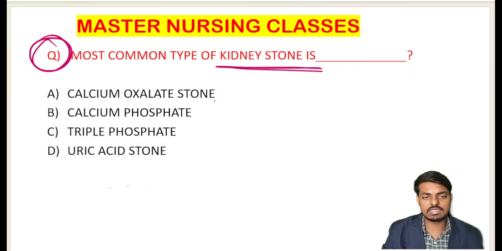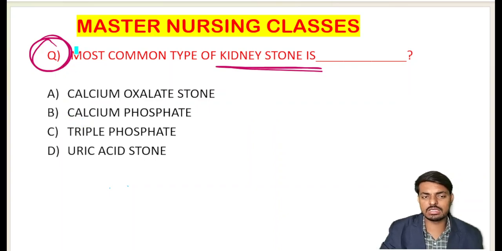Option A is the calcium oxalate stone. Option B is the calcium phosphate stone. Option C is the triple phosphate stone. And option D is the uric acid stone. Students, I will discuss all of these stones in detail, where you will get to know all the possible questions and how you will solve them in your exams.